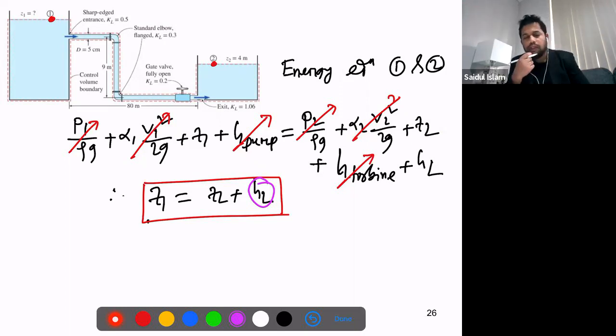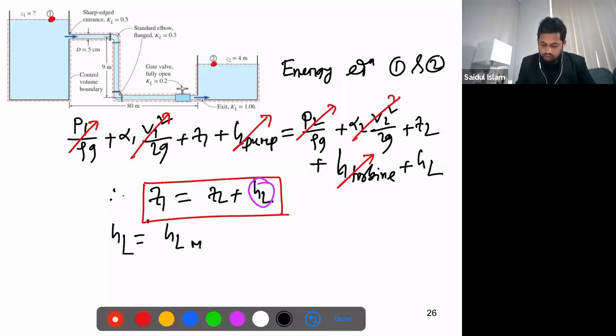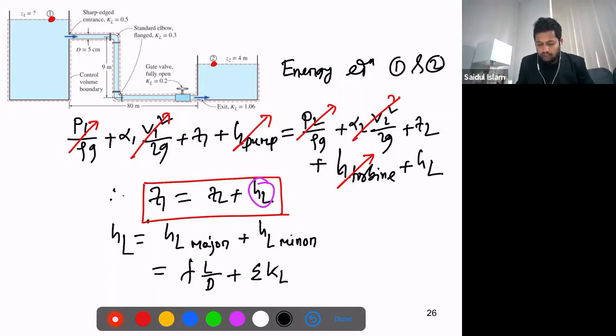What we know from today's lecture and from previous understanding is that the head loss is the major loss plus the minor loss. So we can say h_L equals h_L major plus h_L minor. Using the mathematical expression, it will be f L over D plus the summation of K_L, that means the sum of all the loss coefficients, times V squared over 2g, isn't it?